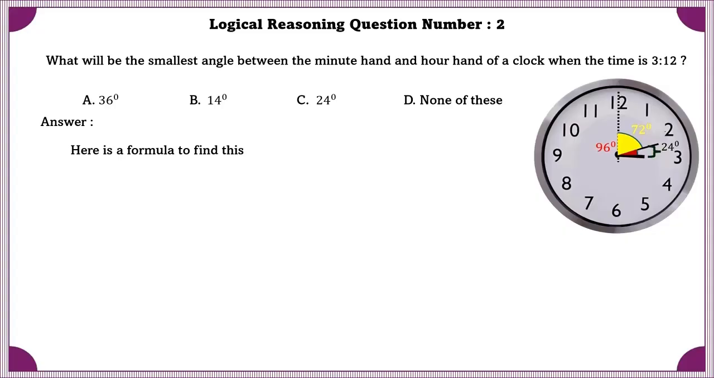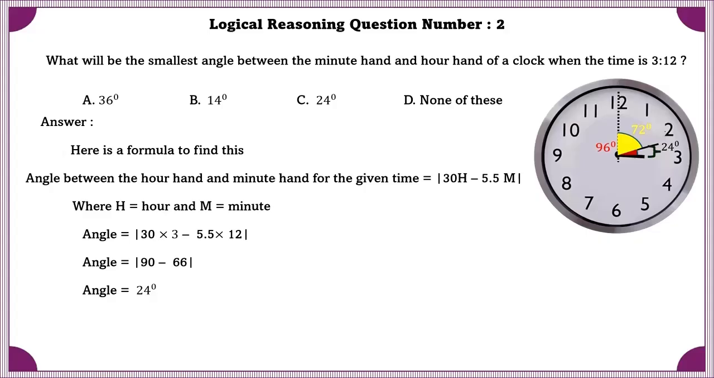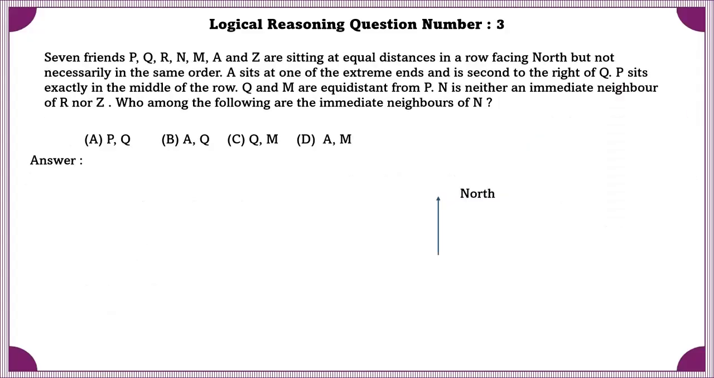So, we could also find this using a formula. The angle between the hour hand and the minute hand for the given time is equal to 30h minus 5.5m, where h is equal to hours and m is equal to minutes. Now using the formula, we can find the angle as 24 degrees. Here the smallest angle is 24 degrees and the biggest angle is 336 degrees.